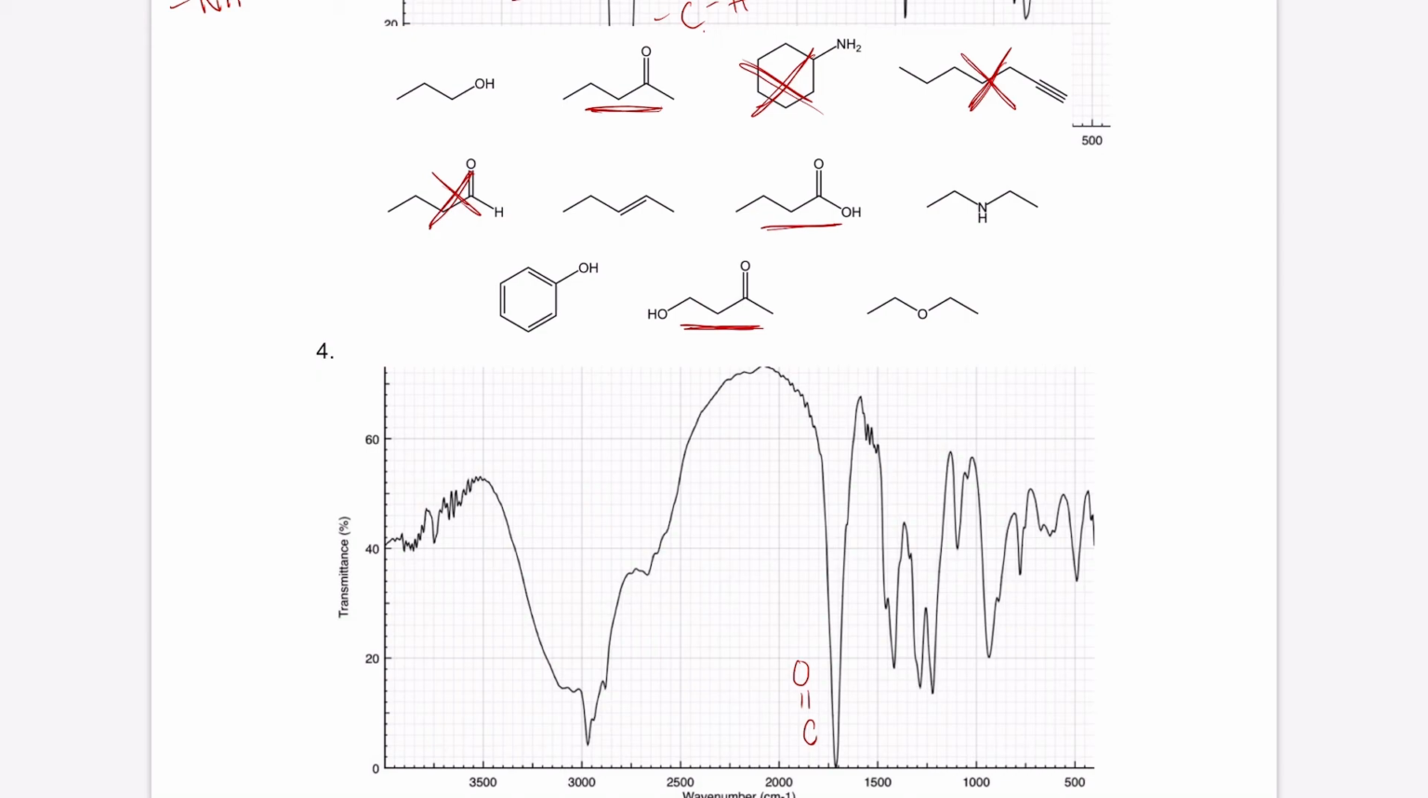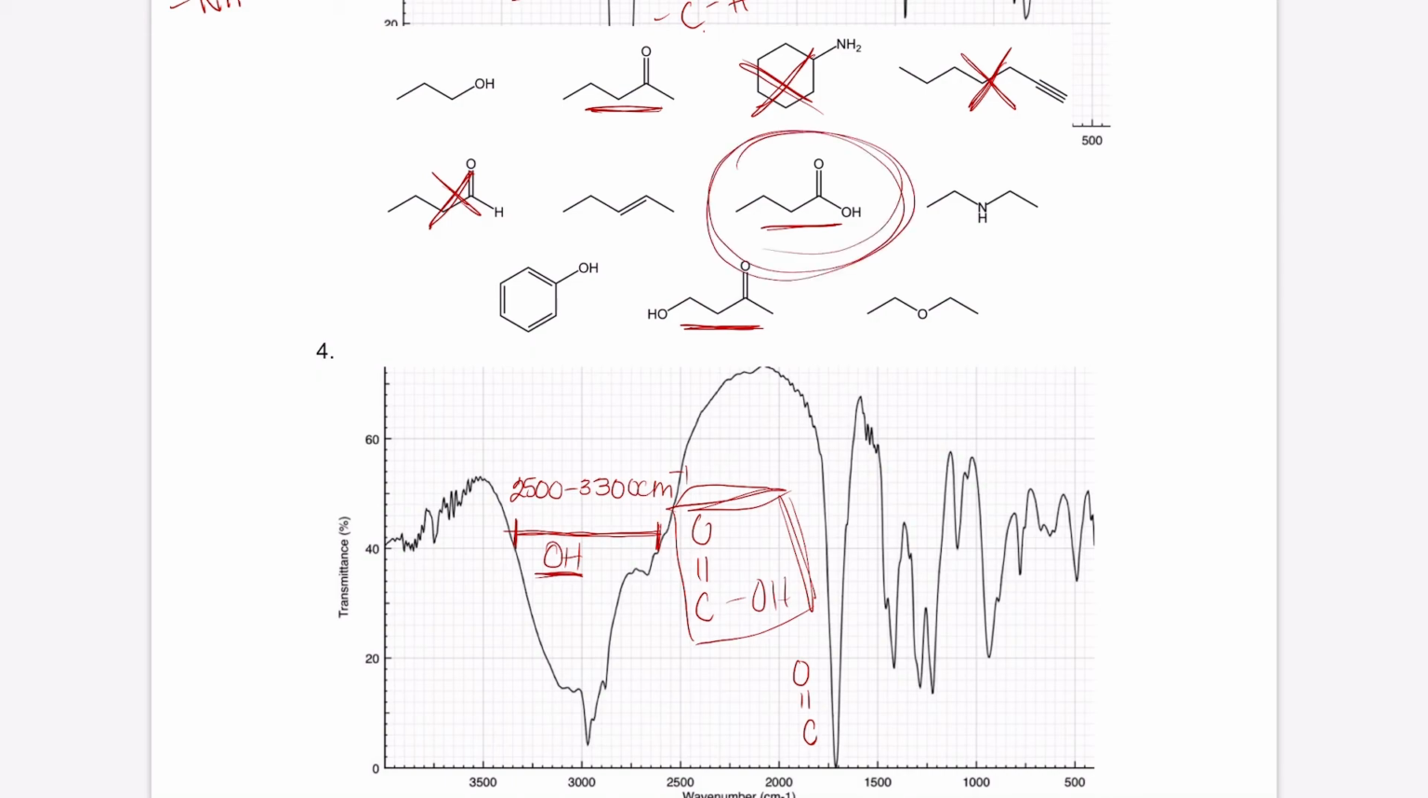We see this really broad band, and it's really bumpy as well. It's ranging from about 2500 to about 3300. I know that this is going to be an alcohol that I'm looking at, and this alcohol is coming directly off of our carbonyl group. So what I should be looking for is a carboxylic acid. So this compound would be our answer to question 4.